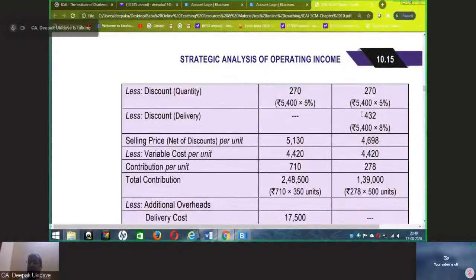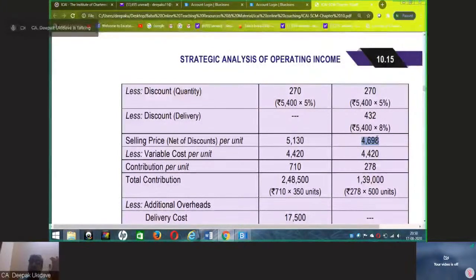Discount on delivery is given only to customer B because he is picking up the goods from the retail shop. So on that too, on undiscounted selling price, 5,400 into 8% discount. That is 432 given to customer B. So selling price net of discount is 5,130 and 4,698. Selling price net of discount, right?